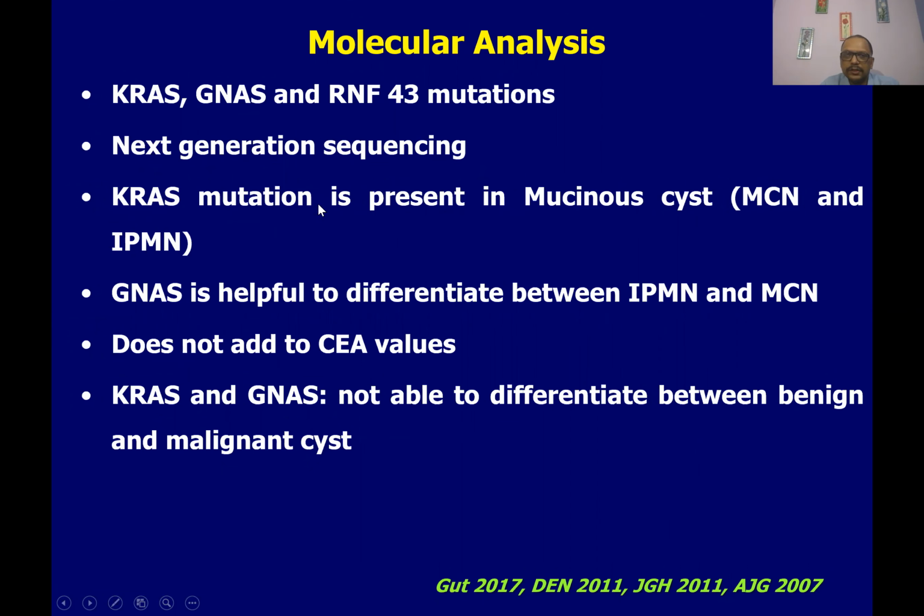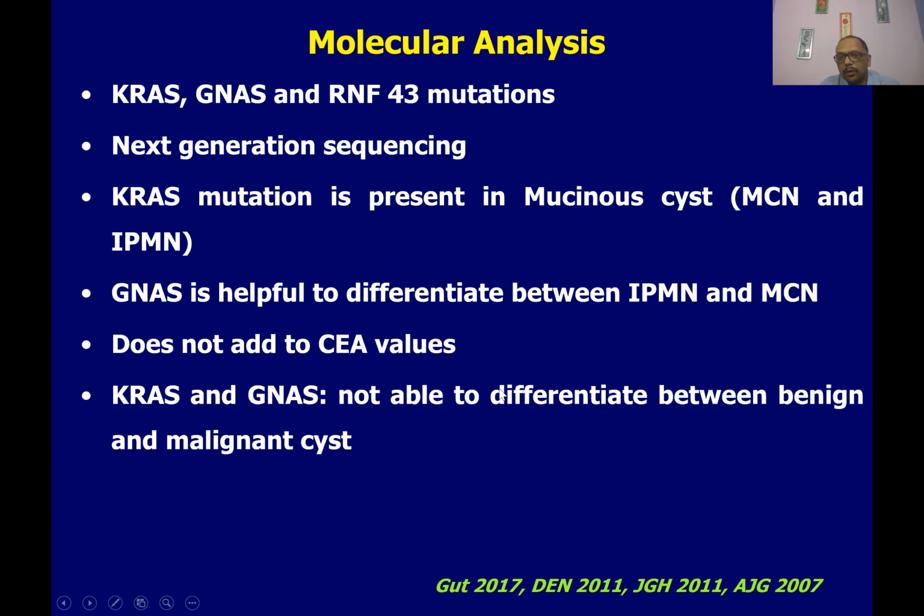There has been a lot of talk about molecular analysis. There have been a lot of studies using KRAS, GNAS, and RNF43 mutations. Next generation sequencing is used to identify these mutations. KRAS mutation has been shown to be present in mucinous cysts, and GNAS mutation has been shown to be helpful in differentiating IPMN from mucinous cystic neoplasms. But then studies have shown that molecular marker analysis does not significantly add to CEA values. And also these mutations are not able to differentiate between benign and malignant cysts.